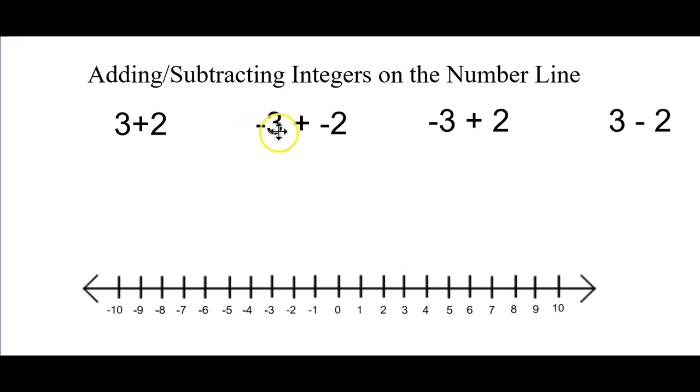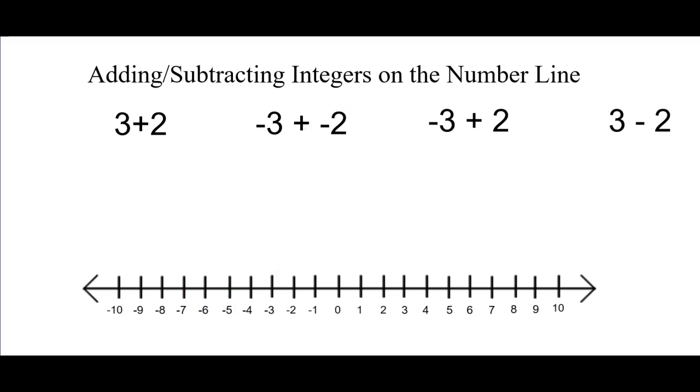So our first number is negative 3, so I'm going to start from 0, and I'm going to go to the negative 3. And then I'm going to add to that a minus 2. So I'm going to add 2 more negatives to it. And so that puts me at negative 5. So I didn't change direction or anything like that. I was adding a negative number, so I had to continue in that direction, in the negative direction.